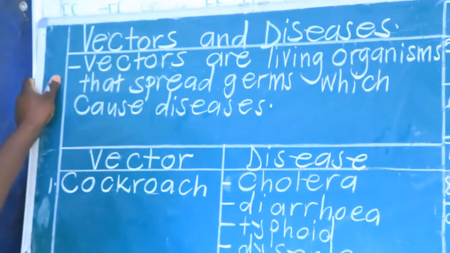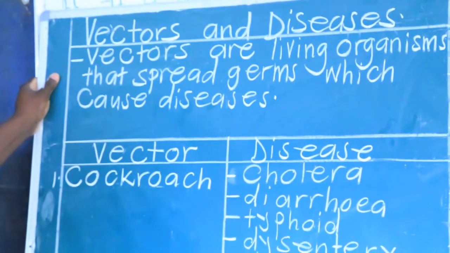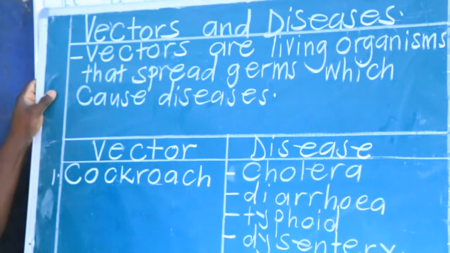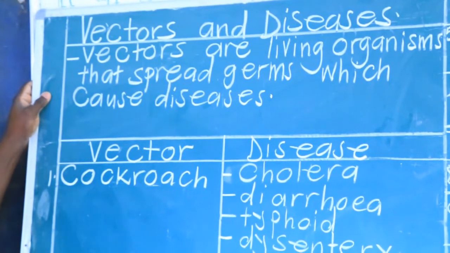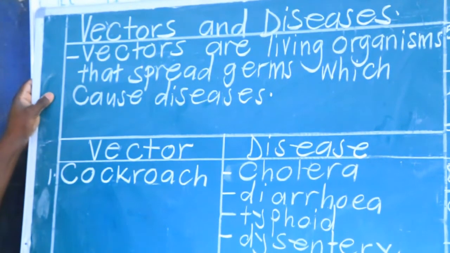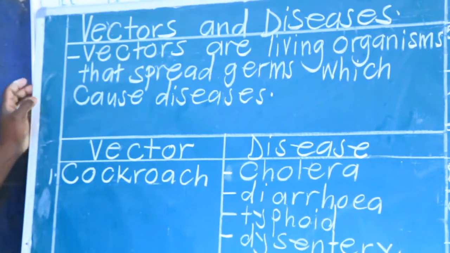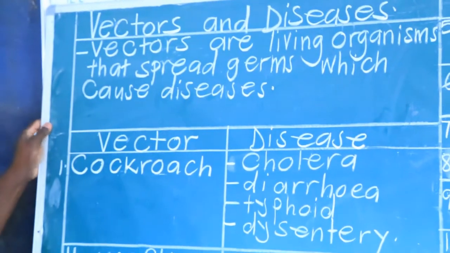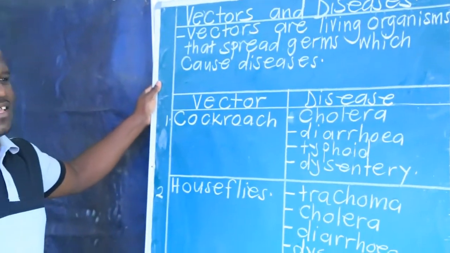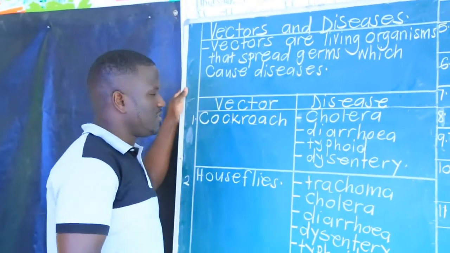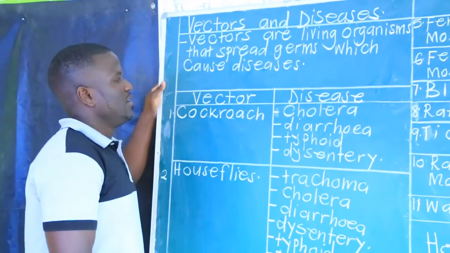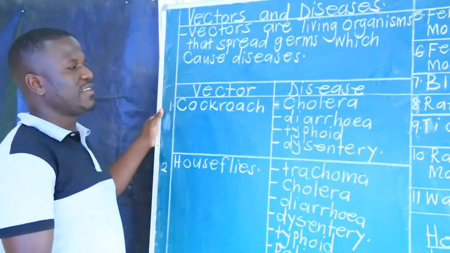What are vectors? Vectors are living organisms that spread germs which cause diseases. Any living organism that spreads germs which cause diseases, we shall regard it as a vector.